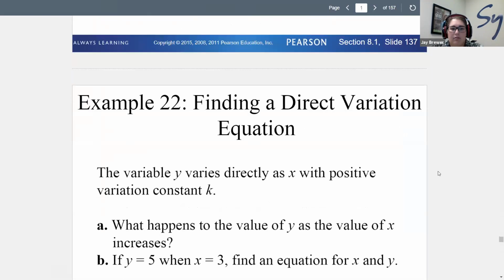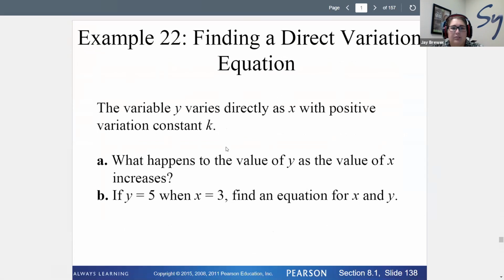But okay, so here's your question. We have to find the variable y varies directly as x with a positive variation constant k. So our two situations here is what happens to the value of y as the value of x increases. Well, that was on the last slide. What happens?